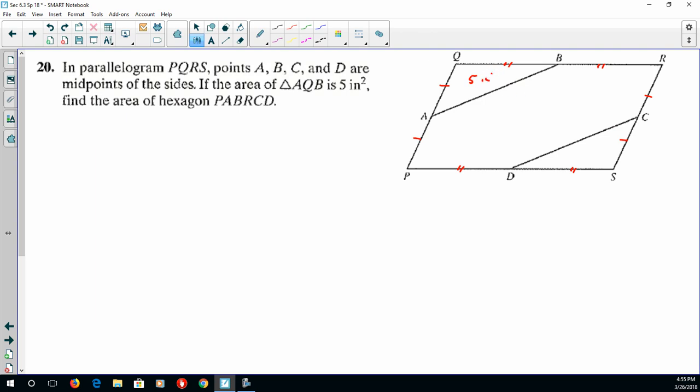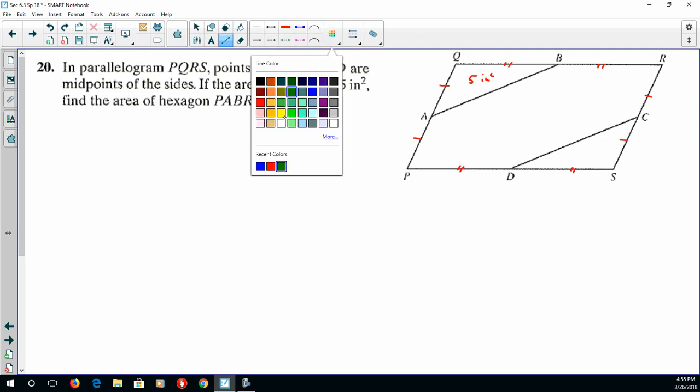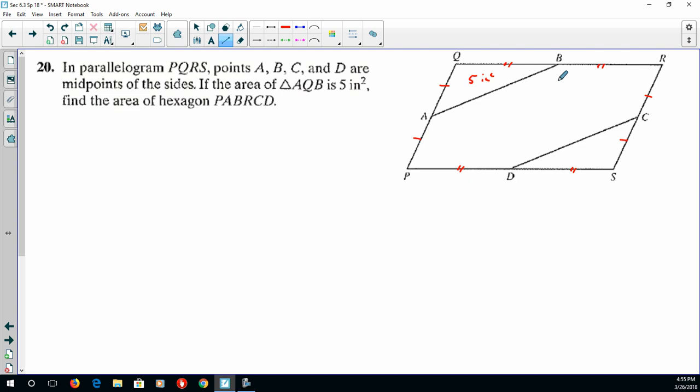I'm going to draw some lines here. Let's pick a different color. Okay, let's draw the line connecting B and D. Now, what do we know about that? Well, we know that it is parallel to RS and to QA. Let's draw the line connecting A and C. We know that it is parallel to QR and to PS. Now, let's draw the line connecting P and R. We know it's parallel to AB.